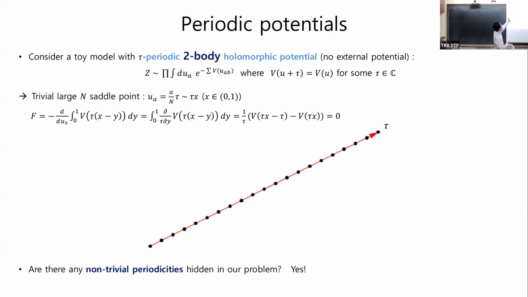I'm illustrating a toy model. Suppose that we have this kind of potential, and the saddle point will be given. U is like a difference between positions, right? Yes, a two-body potential. Then it's clear because it's isometric.